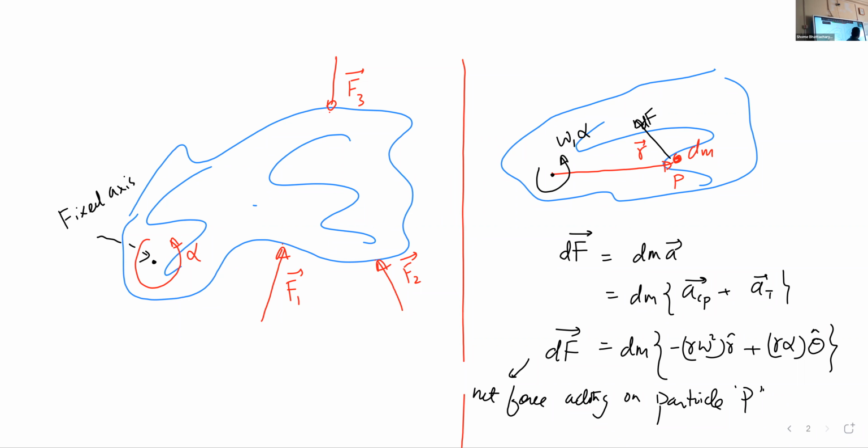If you see here, if I take r cross dF, the direction of r is like this and dF is like this. So what will be the direction of r cross dF? Point your thumb along r and your fingers along dF. Your palm is pointing outwards. So I'll get a quantity which is coming out of the plane.